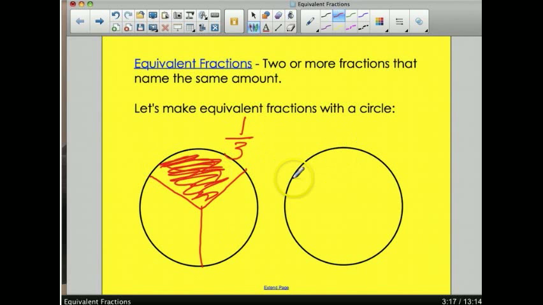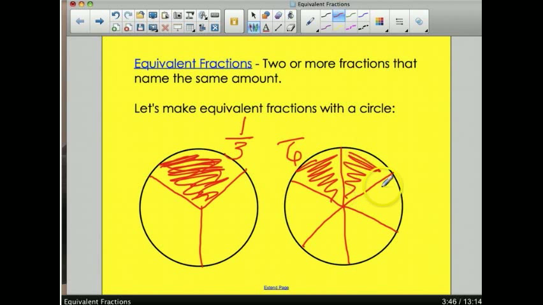Well, how many pieces can I shade this circle in so it'll be equivalent to 1/3? Let's see, let me cut it into more pieces. So I have 1, 2, 3, 4, 5, 6 pieces. I have 6 pieces. Now how many do I have to shade in to equal 1/3? Let's see, here's 1, 2. So 1/3 is also the same as 2/6, so they equal each other. Okay? So let's go to a square.